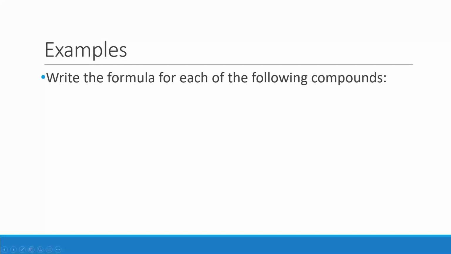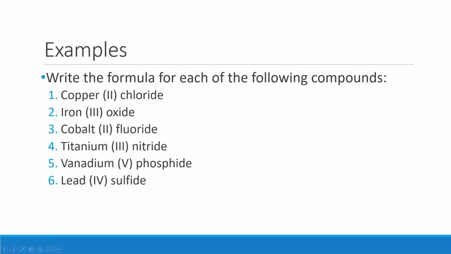So now, go ahead and pause the video and try out these practice problems. Remember that for the transition metals, you're going to need to use the Roman numeral to get the charge of it. And for the anion, you would simply use the periodic table.